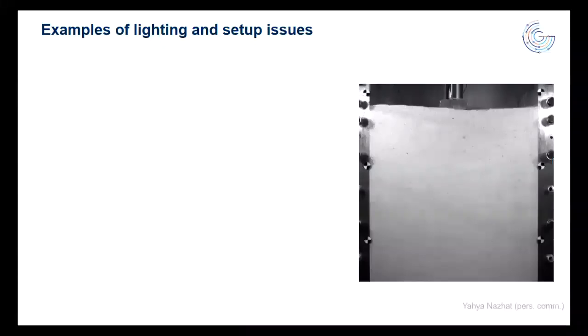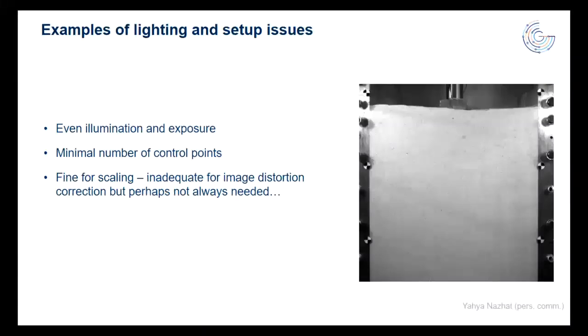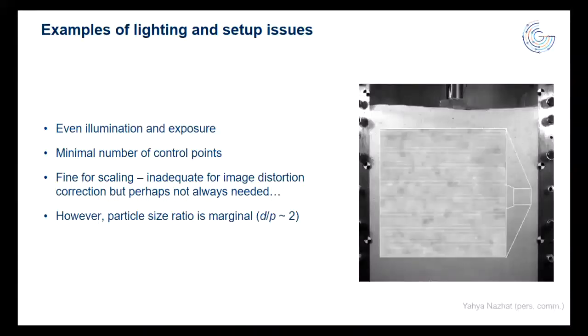This is another example of lighting from Yahya Nazhat, who at the time was at the University of Sydney. Got nice even illumination and exposure. There's a minimum number of control points, which you can see down the left and the right-hand side of the image here, these cross hatches in black and white. That's fine. It's just going to mean that he'd be limited to correcting the image for scale effects and not necessarily lens-induced distortions, but that's perhaps not a big issue. So those points are fine for scaling.